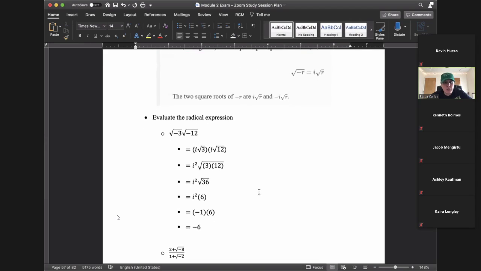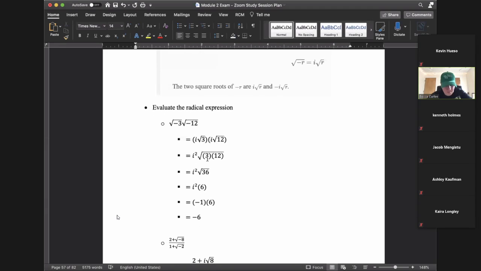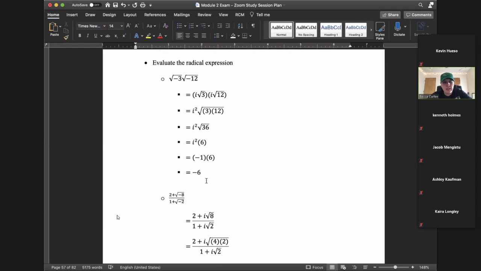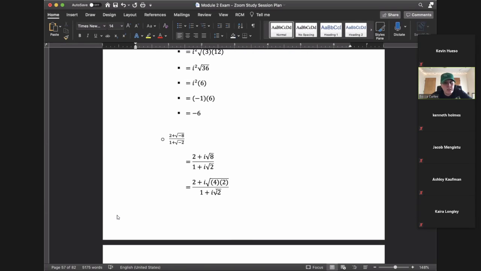So evaluate the radical expression, the square root of -3 times the square root of -12. That equals i square root of 3 times i square root of 12. The negative just pops outside of the radical and it becomes i, because i is the square root of -1. Multiplying them together, you get i squared times the square root of 3 times 12, which is i squared times the square root of 36, which is i squared times 6, which is -1 times 6, which is -6.